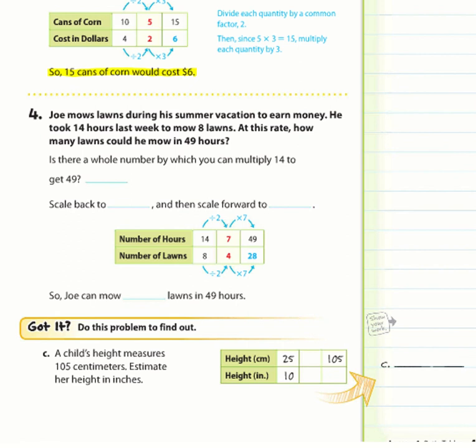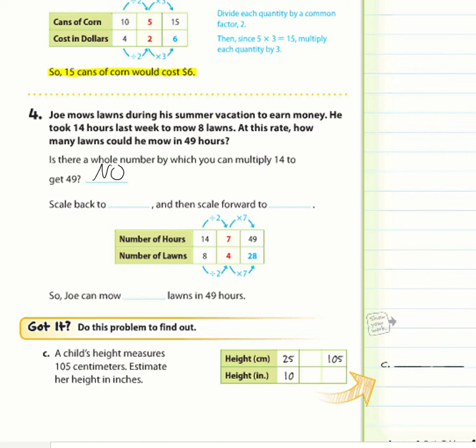Says Joe mows lawns as summer vacation to earn money. He took 14 hours last week to mow 8 lawns. At this rate, how many lawns could he mow in 49 hours? So we have 14 hours and we need to get to 49 hours. Is there a whole number which you can multiply 14 by to get to 49? No. Because it goes 14, 28, was it 46? Something. No. I don't know.